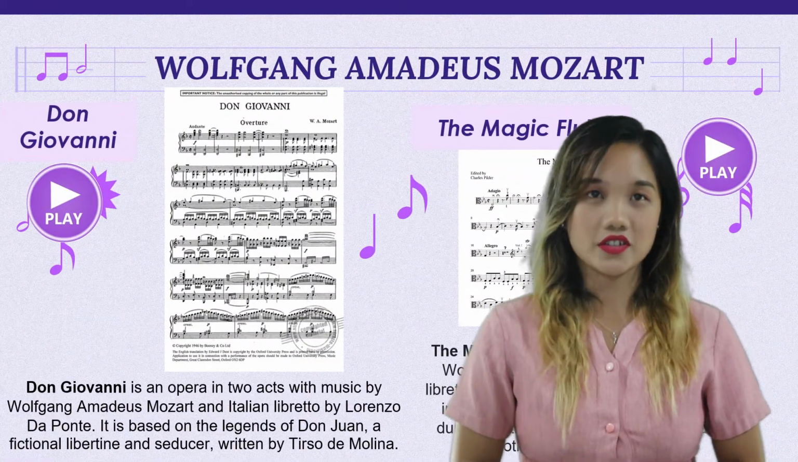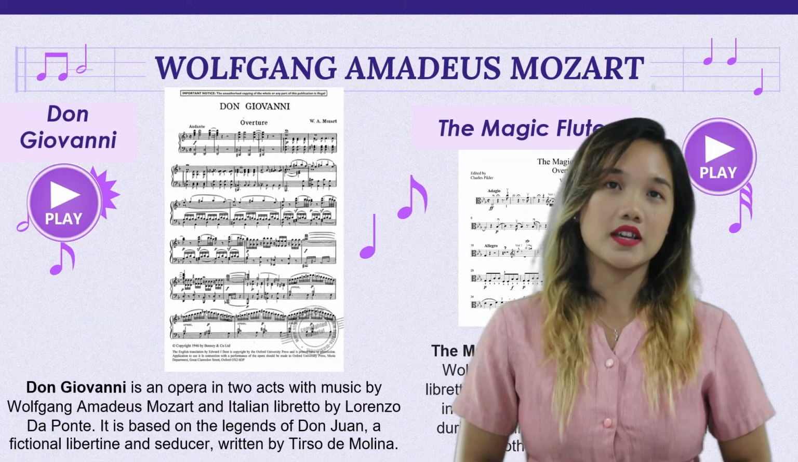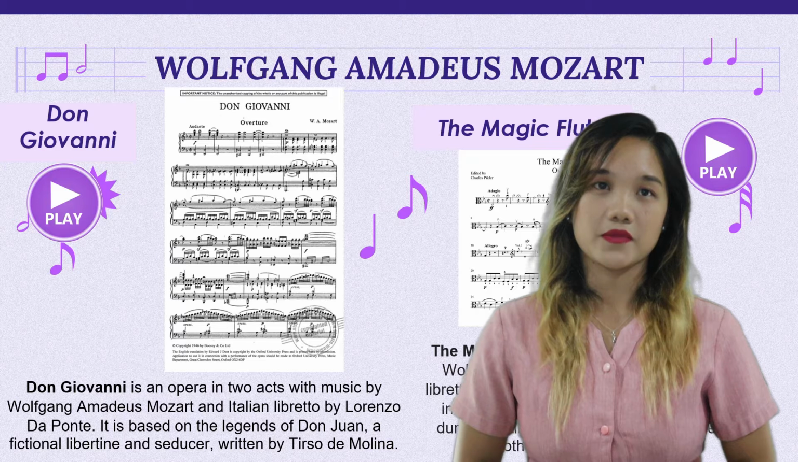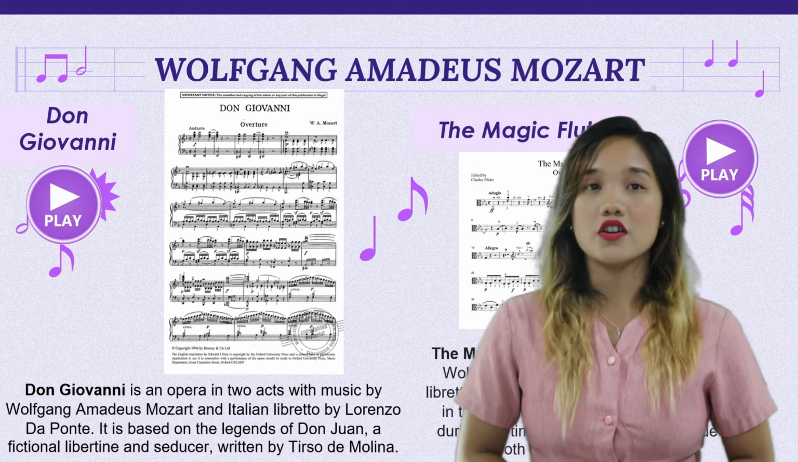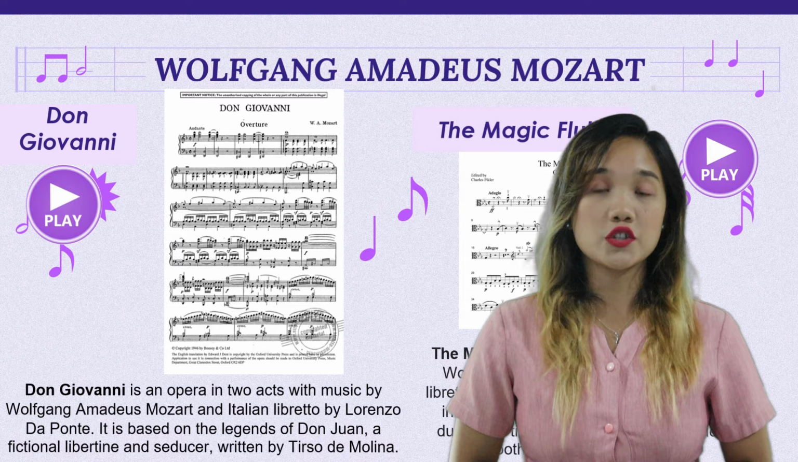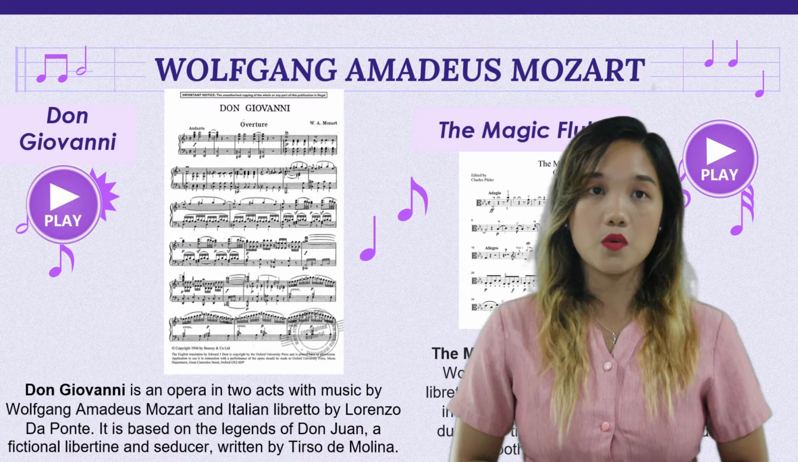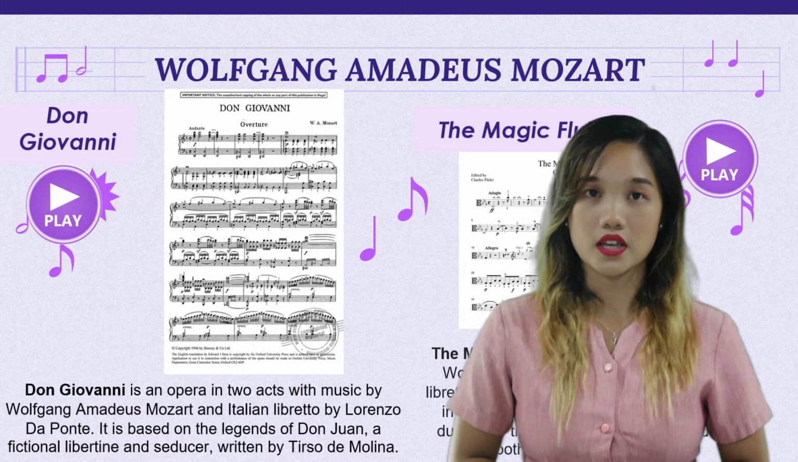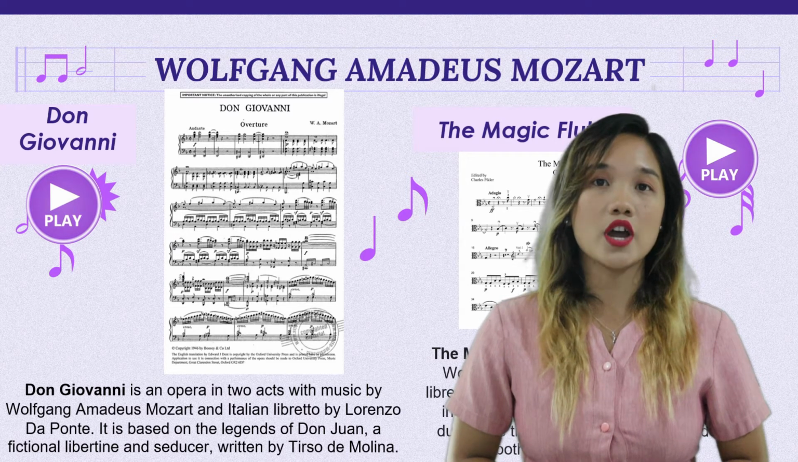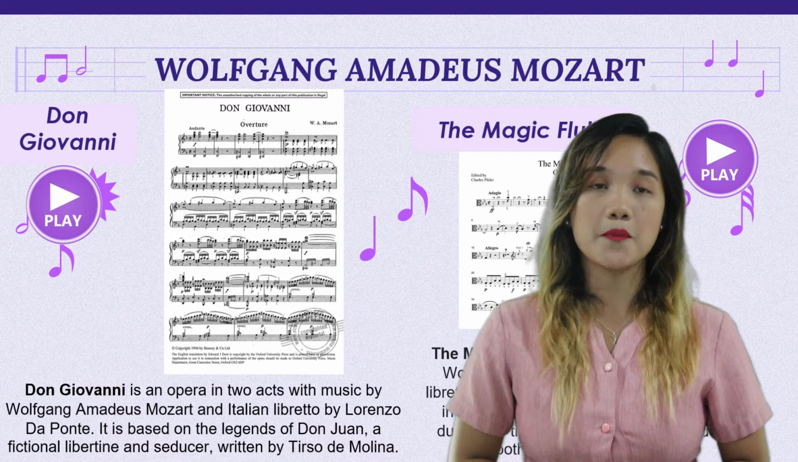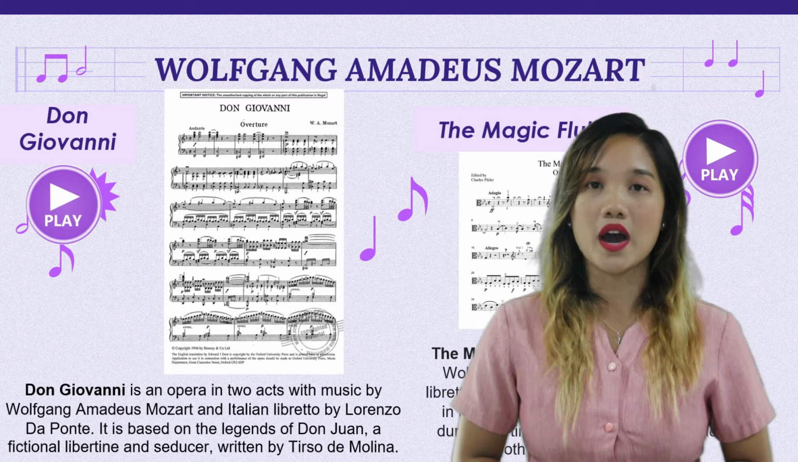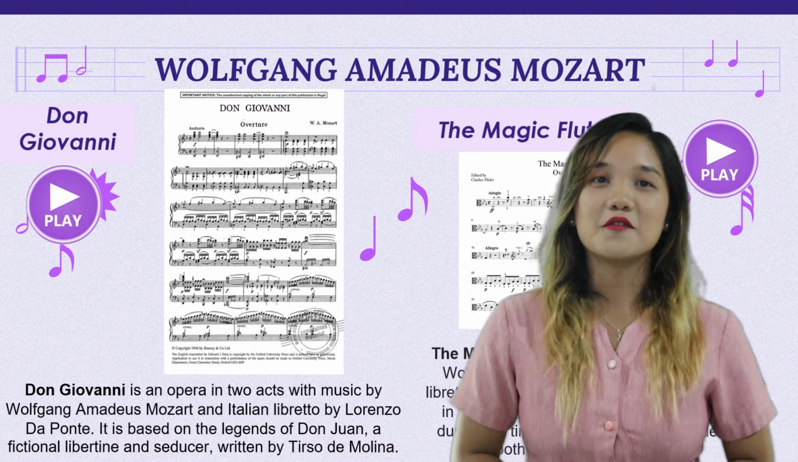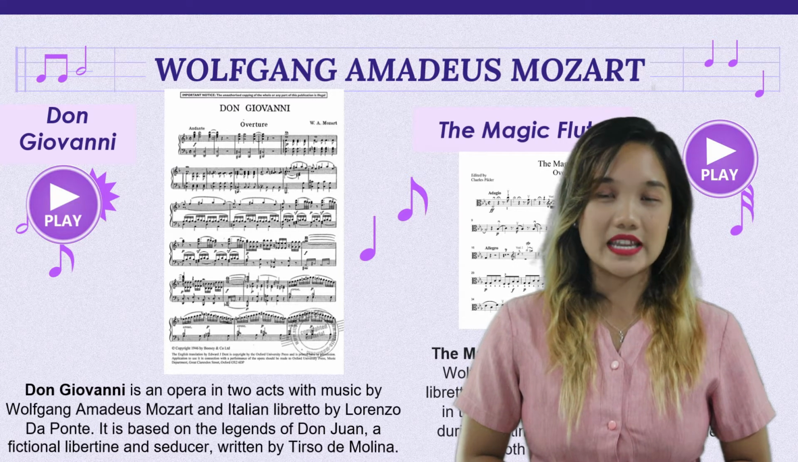Here are the works of Wolfgang Amadeus Mozart. First is Don Giovanni. Don Giovanni is an opera in 2 acts with music by Wolfgang Amadeus Mozart and Italian libretto by Lorenzo da Ponte. It is based on the legends of Don Juan, a fictional libertine and seducer, written by Tirso de Molina.